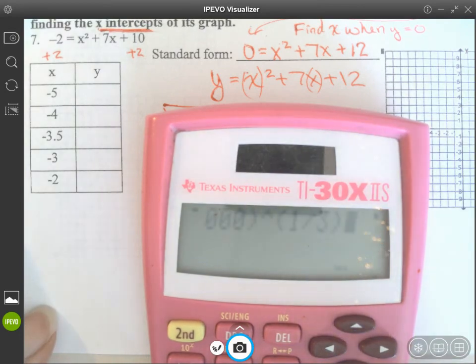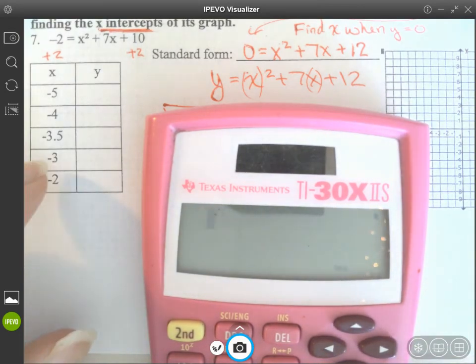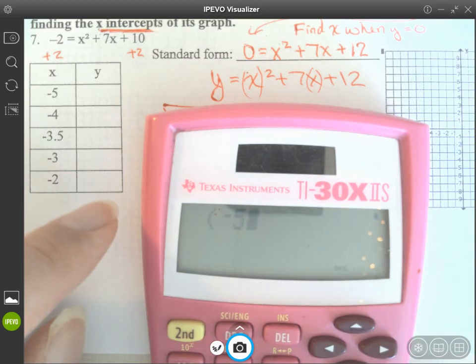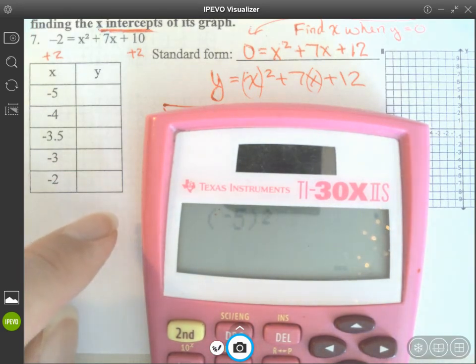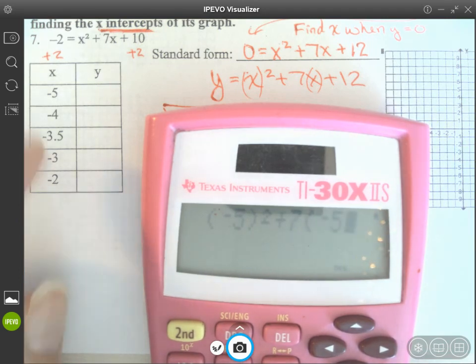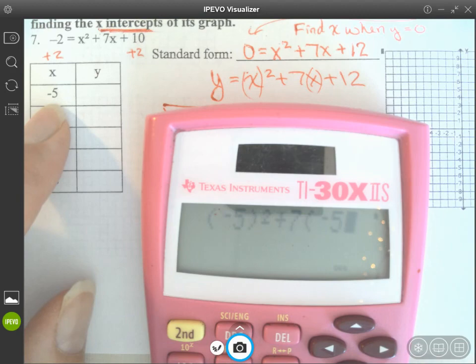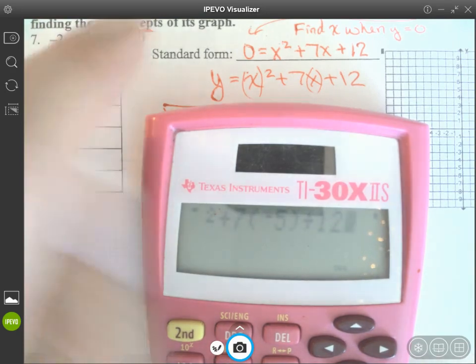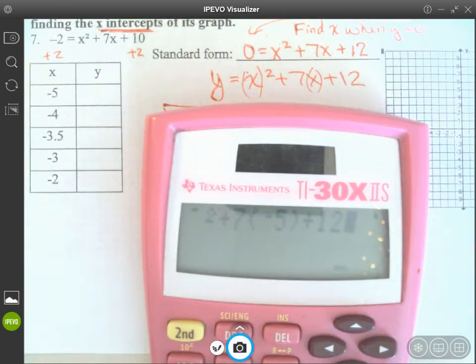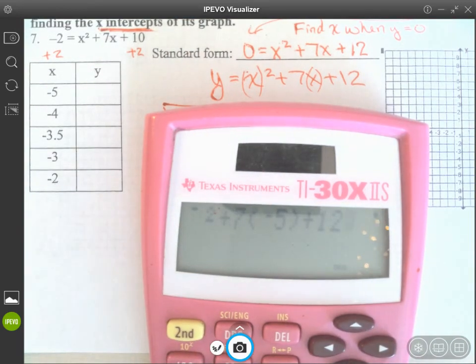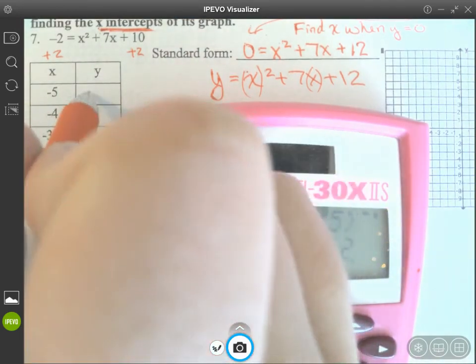In your calculator, everywhere you see an x, you're going to replace it with parentheses. So we have a parenthesis and then -5, close it, power of 2. Plus 7, a parenthesis, -5 again, I'm just plugging in the first term, and then plus 12. Now be careful, you don't want to go back to the 10, you want to use our standard form. Okay, hit enter and I get 2.